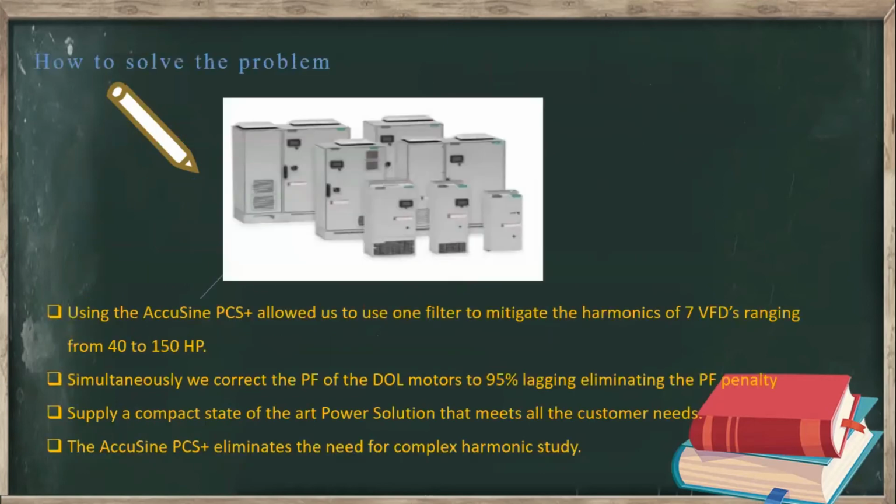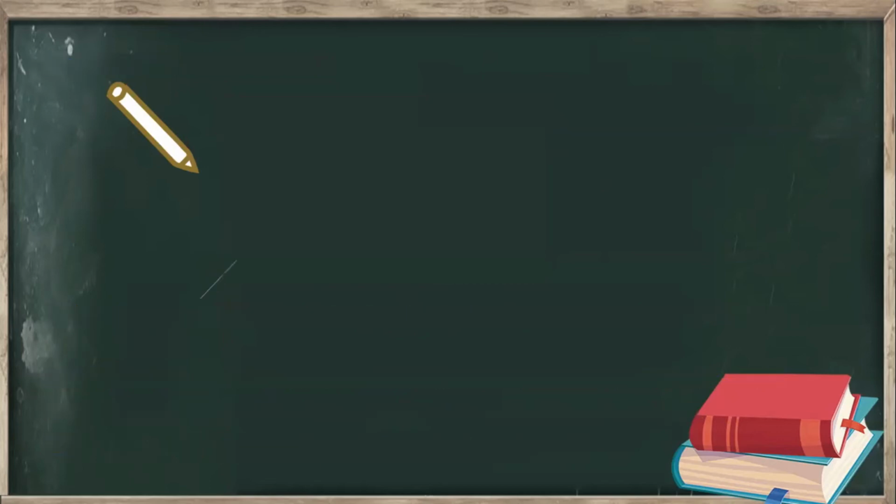The next one, how to solve the problem. Using the Acoustic VCS Plus allows us to use one filter to mitigate the harmonics of VFDs ranging from 40 to 150 HP. Simultaneously, we correct the power factor of the motors to 95%, eliminating the power factor penalty. It supplies a compact, state-of-the-art power solution that meets all the customer's needs. The efficient PCS Plus eliminates the need for a complex harmonic study.